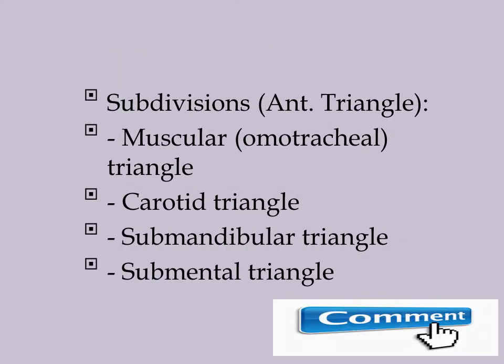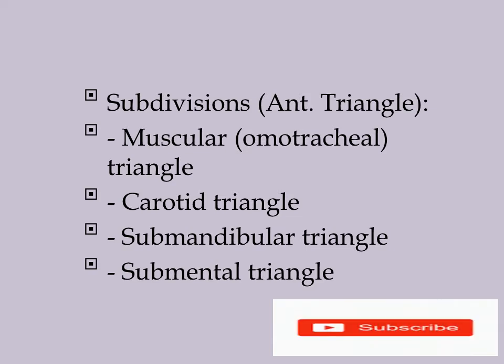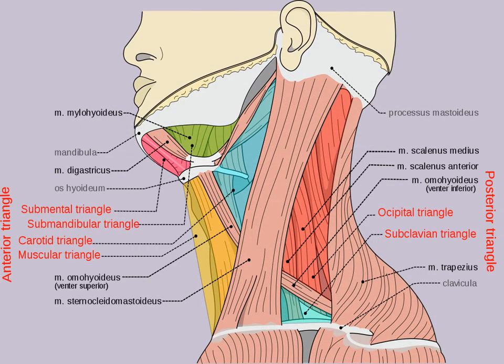What are the subdivisions of the neck? The muscular triangle, the carotid triangle, the submandibular triangle, and the submental triangle. So this is the anatomy showing the submental triangle, the submandibular triangle, the carotid triangle, the muscular triangle, the occipital triangle, and the subclavian triangle.